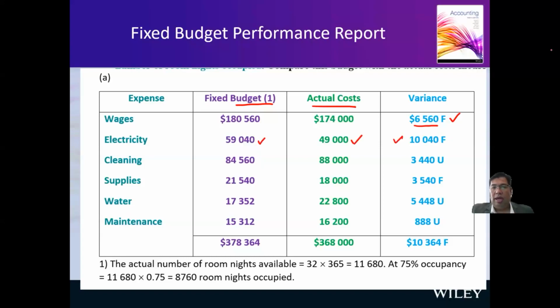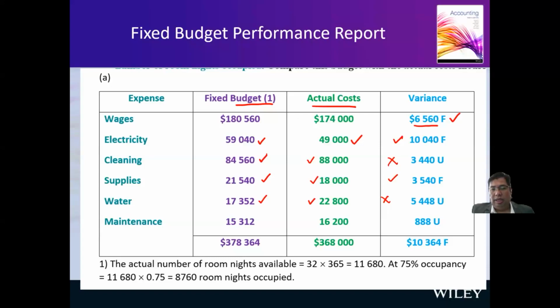But for cleaning, your budget is 84,560, but the actual is 88,000. So this is not good, unfavorable. For supplies, your budget is 21,540. The actual is 18,000. So this is good news for you, it means you use less supplies, a cost saving. For water, your budget is 17,000, but you paid 22,800. So this is not good.